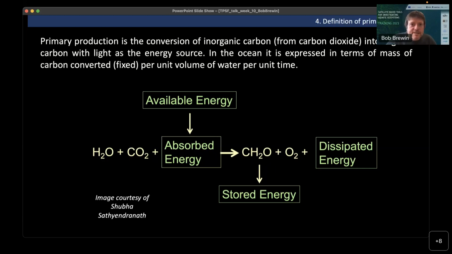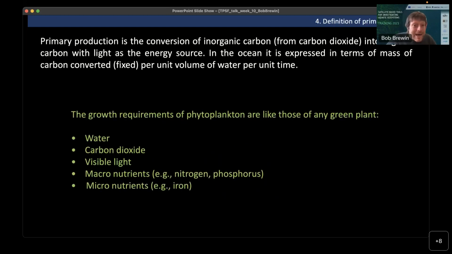Like plants on land, the growth requirements of phytoplankton are similar. They require water, which of course is extremely abundant in the ocean, not a problem. They also require carbon dioxide. Again, the carbon dioxide concentrations in the ocean are quite high, and so that's available. They need light. Now that potentially becomes a bit of a problem because light gets attenuated quite quickly in the ocean. So phytoplankton are only able to grow where there is available light at the surface of the ocean.